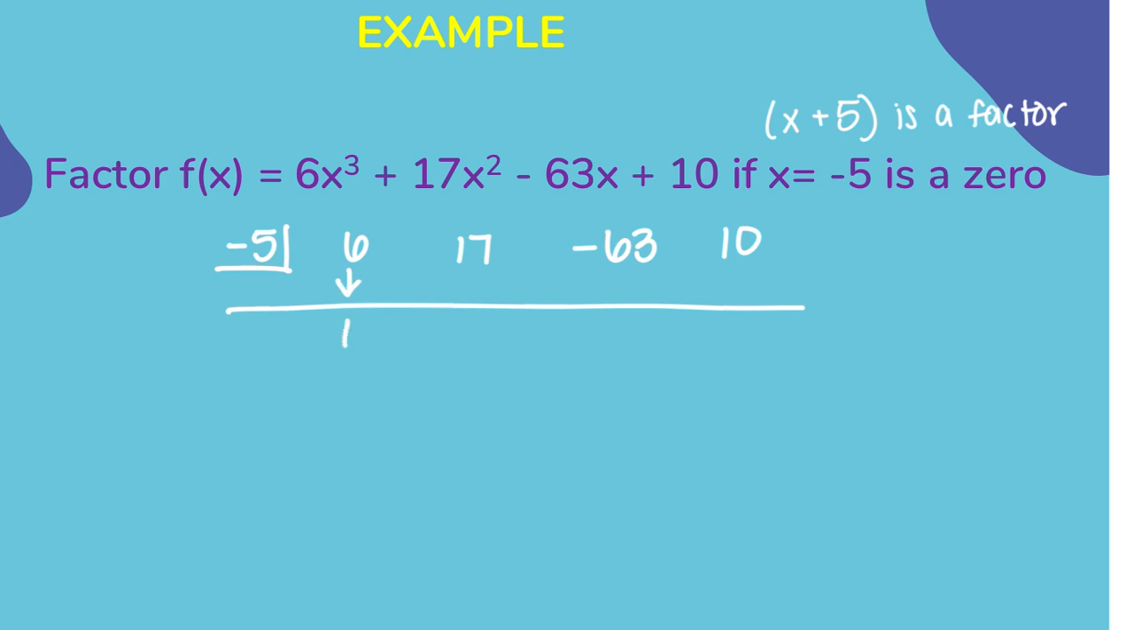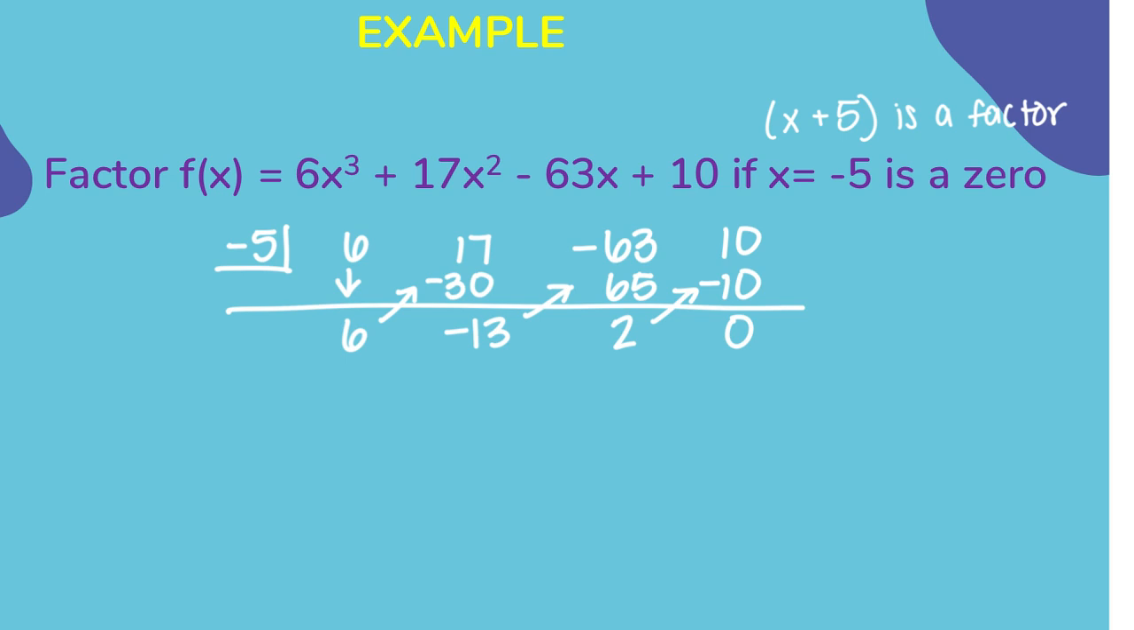Bring my 6 down. Multiply, I'm going to end up with negative 30. Add, I'm going to get negative 13. Multiply, I'm going to get 65, and that's positive. This is going to give me 2. And this is going to give me negative 10. Again, keep in mind, if you do not get a 0 as a remainder, you have to go back and check your work. Please make sure you go back and check your work.